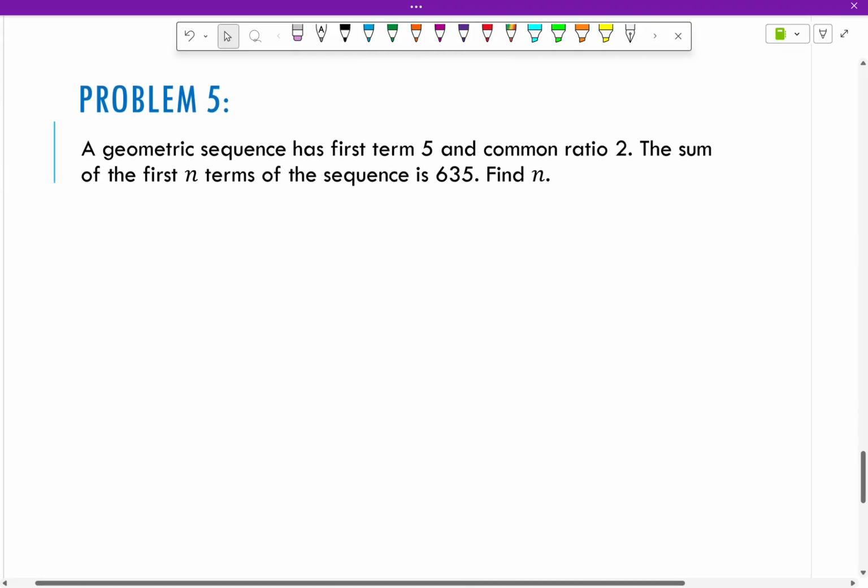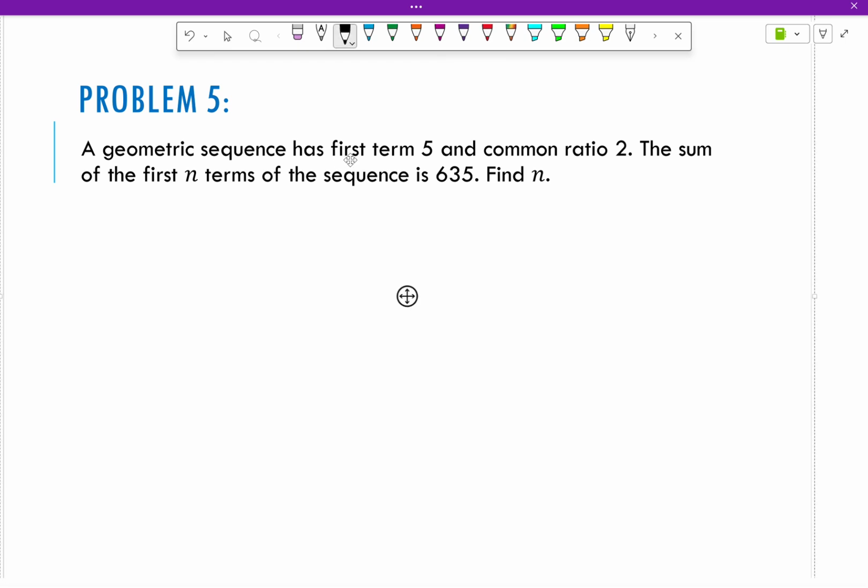All right. Our last problem. A geometric sequence has first term 5 and a common ratio of 2. The sum of the first n terms of the sequence is 635. So they're trying to tell me that the first term is 5, the multiplication pattern is 2, and somewhere in the sequence, if I kept adding the numbers up, it's going to add up to 635. Now, since I don't know what n is, I don't know how many terms it takes for it to sum up to 635.